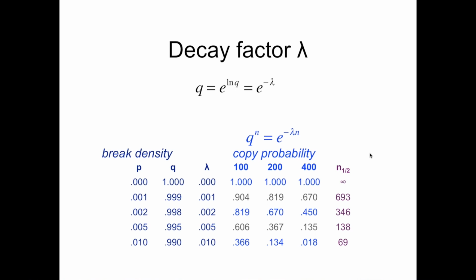And continuing in this way with 5 in 1,000, we see there's even less of a copying probability. It'll drop from 0.606 at 100 base pair down to only 13.5% at 400 base pair. And if the break density is 1 in 100, the DNA really starts disappearing. The copying probability, even for a short fragment of 100 base pair, is 0.366. And by the time you're out to 400 base pairs, it's down to about 1%. And now the half length is 69.